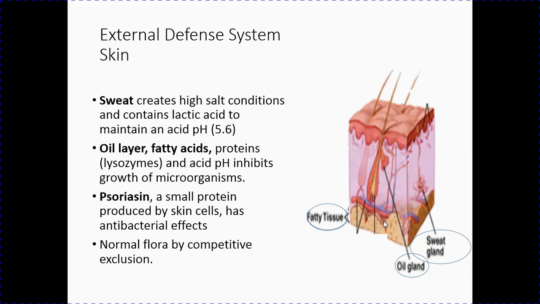Next, psoriasin is a small protein that's produced inside of the skin cells that has another antibacterial effect against microbes. We probably should put in here, and I didn't, I will try to remember to do that in the future, that one of the other components of this layer of skin really is the phagocytic cells that are contained in the dermis. These cells include any of the phagocytic cells that we find in tissues: macrophages, dendritic cells, and mast cells.